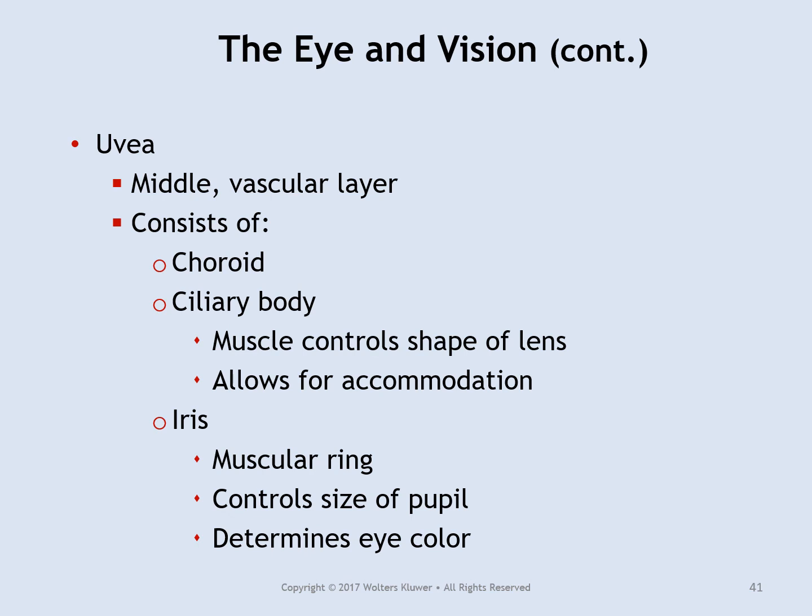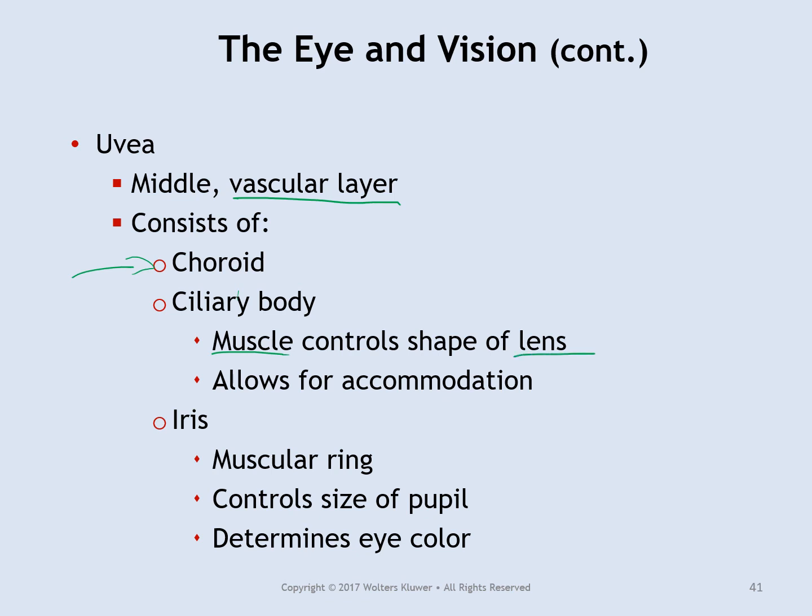The uvea is the middle layer of the eye. This is your vascular layer. This is where all of the blood vessels for the layers of the eye are found. And there are a few interesting things that we find in the uvea. The choroid, which is that blood vessel layer. In the front of the uvea, we find the ciliary body, which is a little muscle that controls your lens.